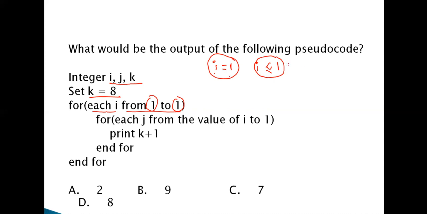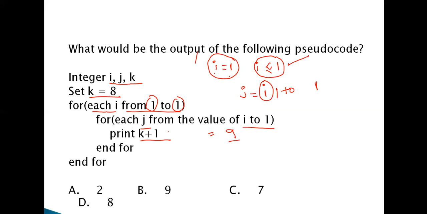So 1 to 1. Next, we are entering into the loop. So I is equal to 1. The condition is satisfied. We entered into the loop. For each j, from the value of I to 1. So what is the value of j? J is equal to I up to 1. So initially j is equal to I, that means j value is 1. So the condition is true. Print of k plus 1. What is the k value? K value is equal to 8. Print of k plus 1. The value 9 is printed.